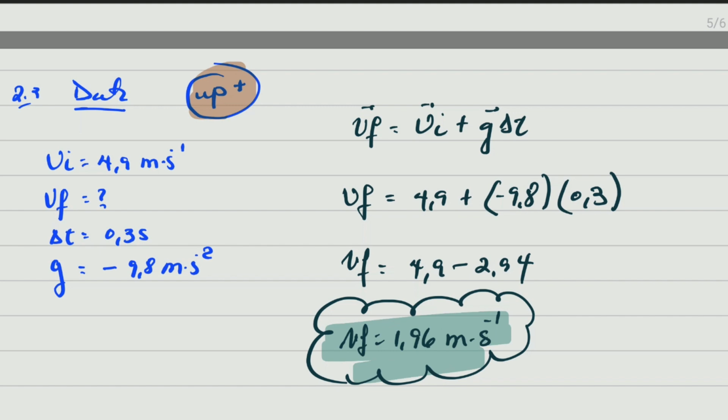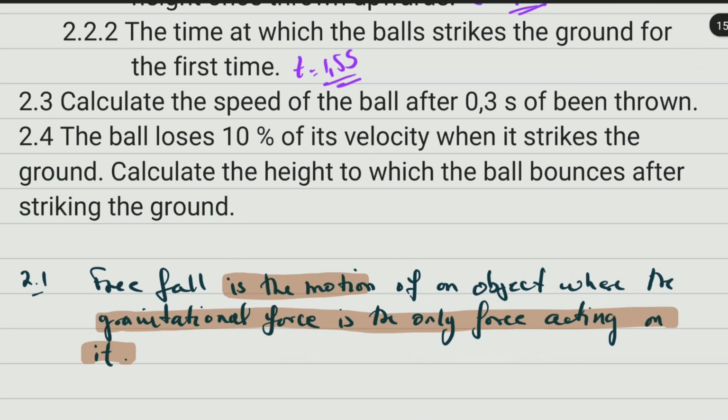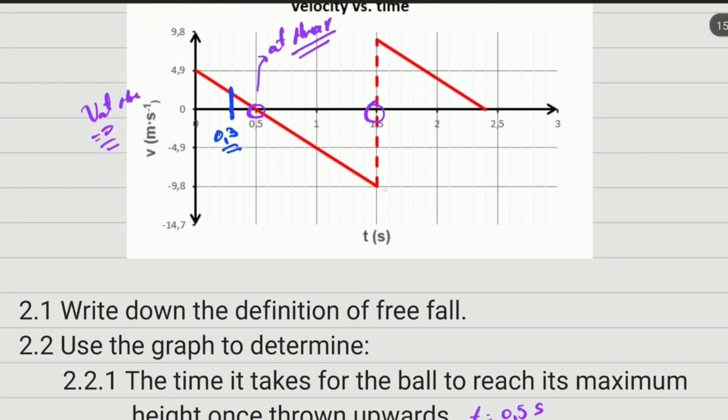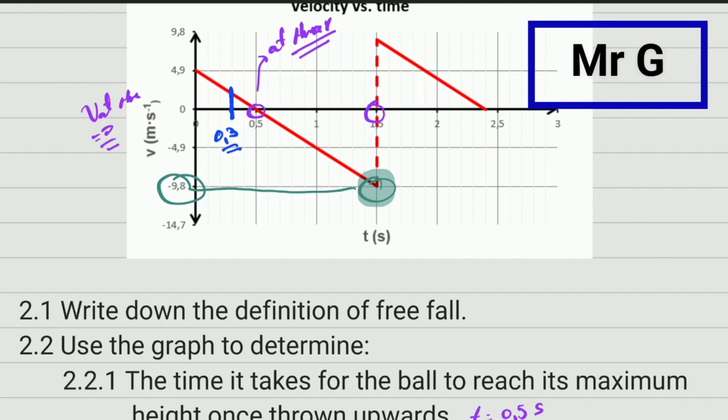So let's go to the last question. Now the last question is not that difficult, even though you see a percentage there. They say the ball loses 10% of its velocity when it strikes the ground. Now, when the object strikes the ground, the velocity is going to be this one here, which is going to be 9.8 downward. That is the velocity with which the ball strikes the ground. And now it says that it loses 10% of that number, so it's not that bad.